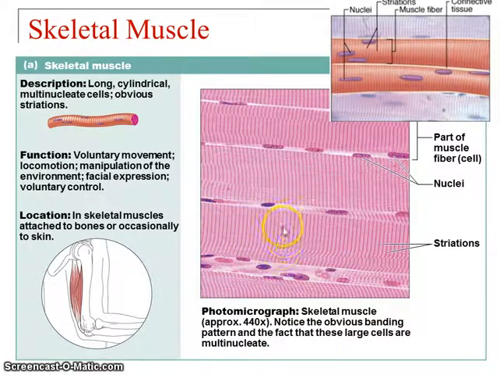Skeletal muscle is striated. So if you look there, you can see the stripes of color. Those are striations. That's the repeating pattern of contractile proteins. So when your muscle wants to contract, those contractile proteins pull on each other, causing the whole muscle to shorten and causing movement.